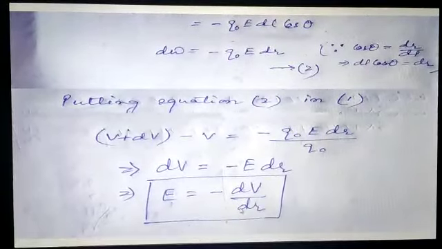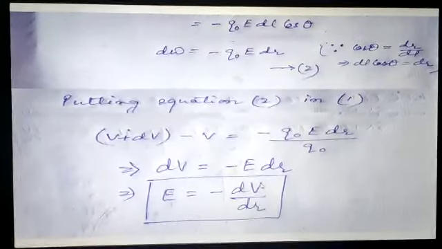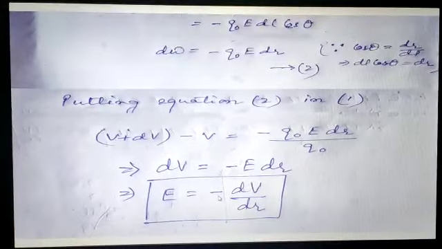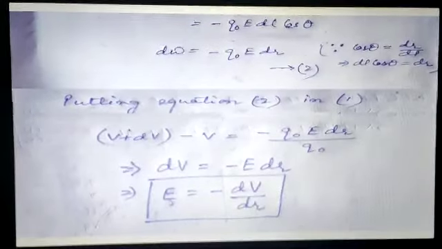The word gradient means the change of any physical quantity with respect to the distance. This is the gradient of potential with the negative sign, so we say negative gradient of potential, and which is equal to the electric field at that point.